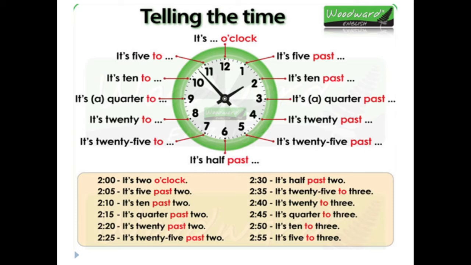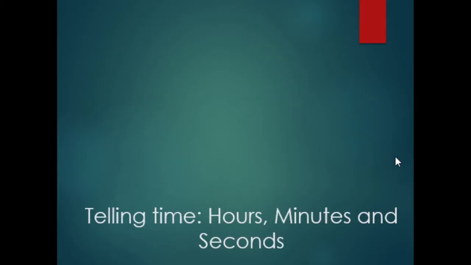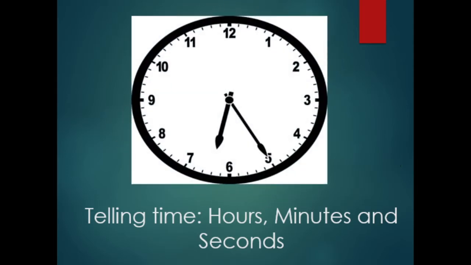Going next, we say it's 25 to, 20 to, quarter to, 10 to, and 5 to. This is how we are going to use past and to. Now, we are going to focus more and give some more examples of telling times using hours, minutes, and seconds.